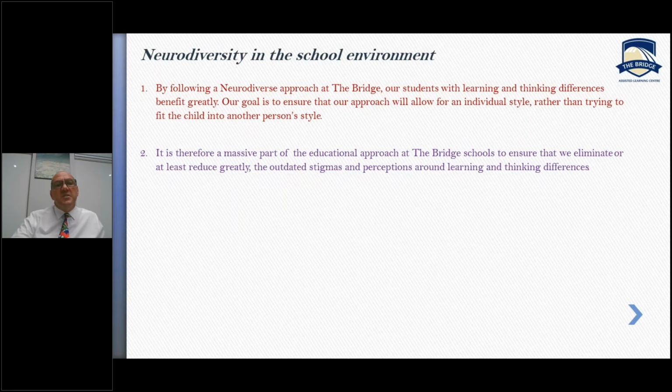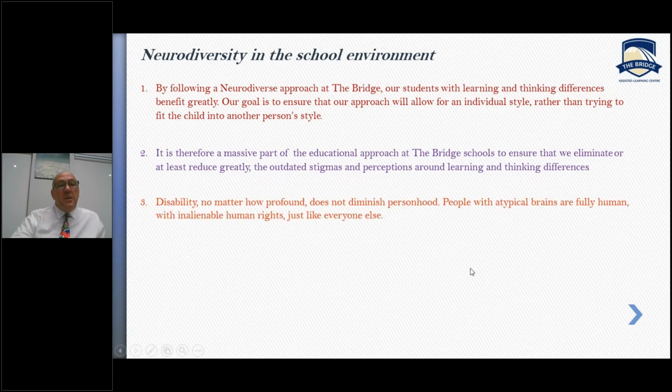And the idea at our school is to do away with that, to reduce it greatly. I'm not sure we can eliminate things entirely, but definitely to reduce that. And perceptions around learning and thinking differences. We want people to see that there are differences, not weaknesses, just differences to a large extent, maybe strengths even. So disability, no matter how profound, does not diminish personhood. People with atypical brains are fully human, with proper human rights, full human rights, just like everyone else.